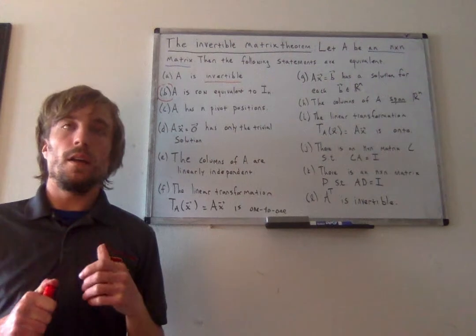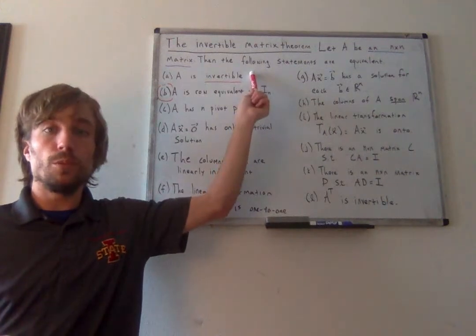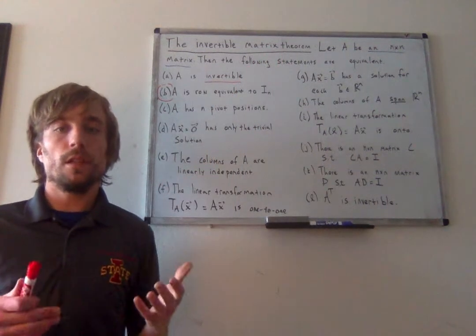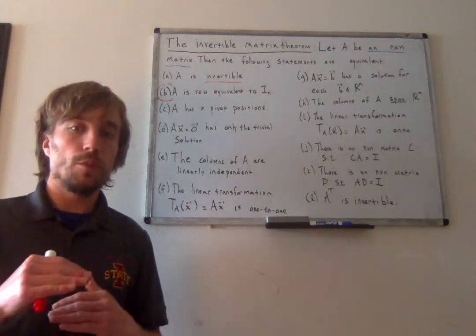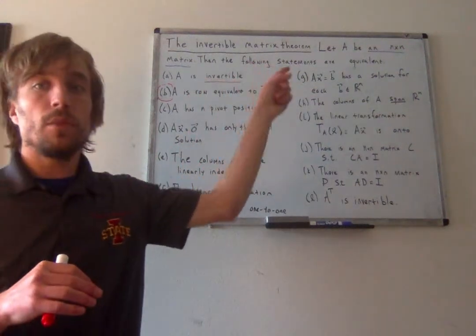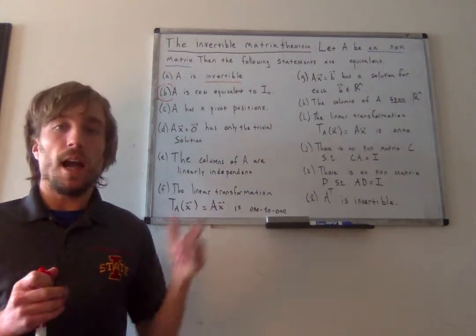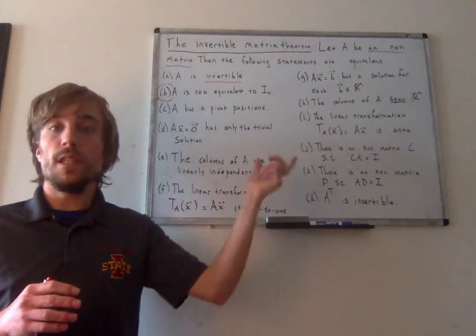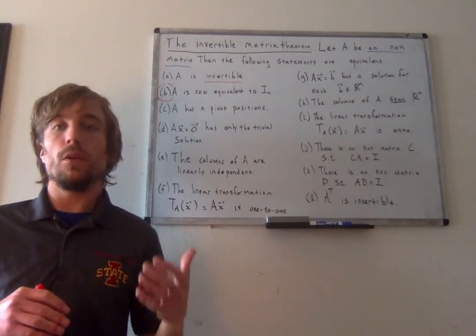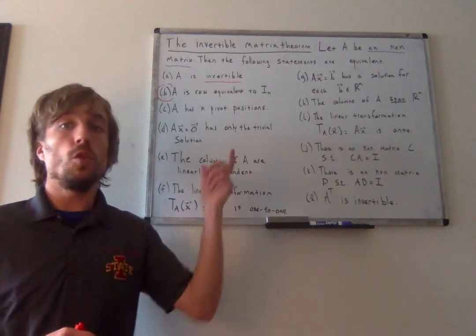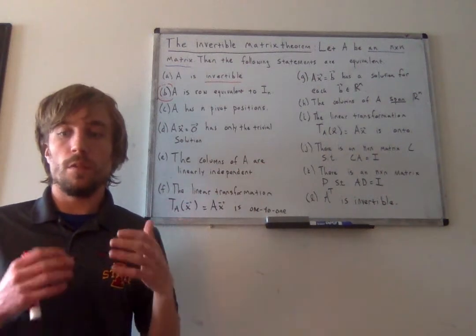And what we're going to do is basically list out all of the things that are equivalent to a matrix being invertible. Hence the name, the invertible matrix theorem. So what this theorem says is that if A is an n by n matrix, so again, same number of rows and columns, then the following statements are equivalent. And so what that phrase means is that if you can show one of these statements is true about a matrix, that means every single one of these statements is true about that matrix. Equivalently, if you can show one of these statements is false about a matrix, that means that all of these statements are false about that matrix.